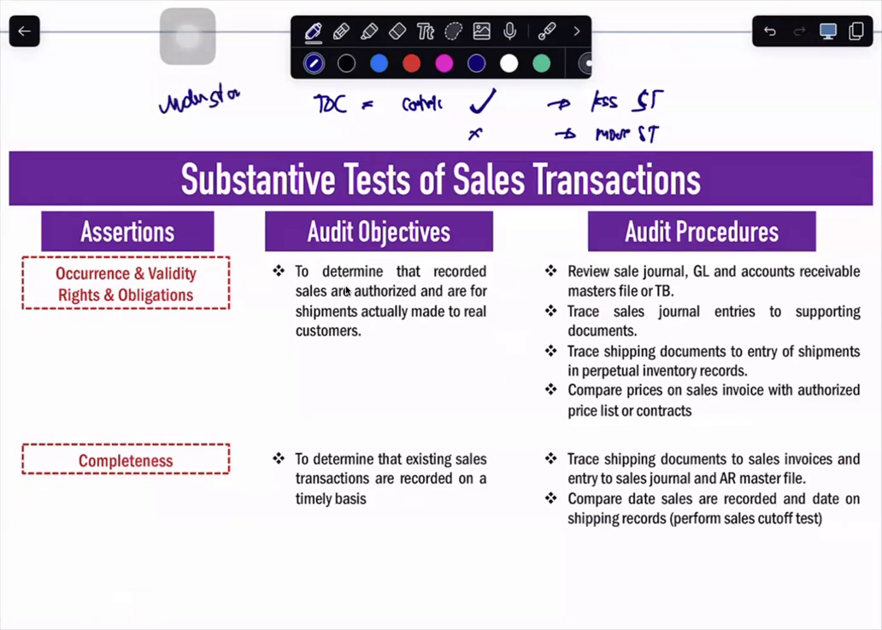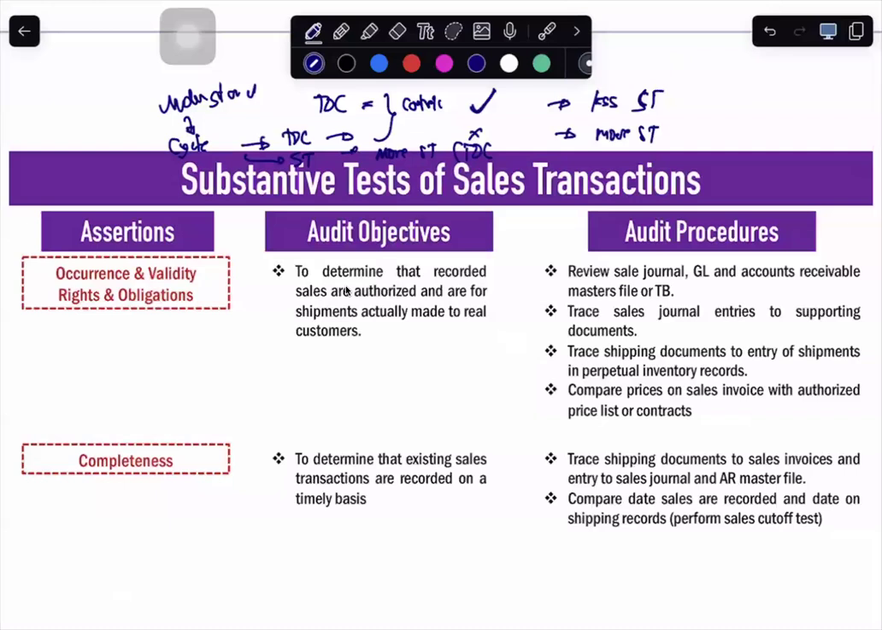So how do we understand the entity? We understand the whole cycle. And after understanding the whole cycle, if ever you want to rely on your controls, you do TOC. But if not, you can go directly to substantive tests. If you follow TOC, after that, you check whether the controls are working effectively or not. So less substantive tests or more substantive tests. But if it is purely substantive tests, of course, you do more substantive tests.